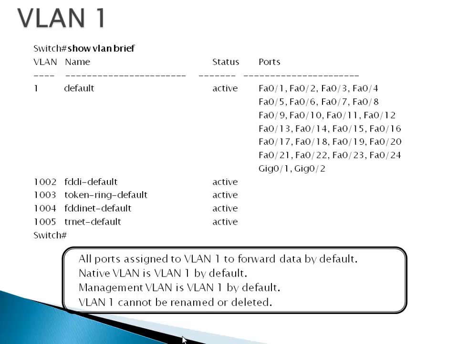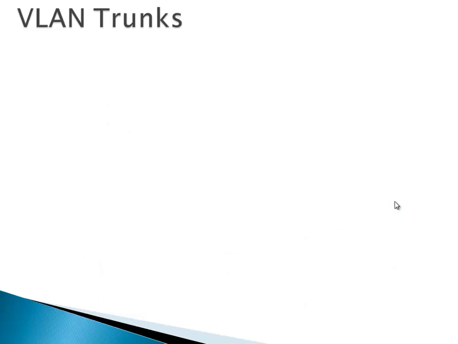What is recommended is to move all ports from VLAN 1 and assign all unused ports to an unused VLAN. The other ports, move them to the correct VLAN. So we leave VLAN 1 empty really. And especially the management VLAN, we have to move it from VLAN 1. VLAN trunks. A VLAN trunk carries more than one VLAN. VLAN trunks are usually between 2 switches, and they do carry more than one VLAN.